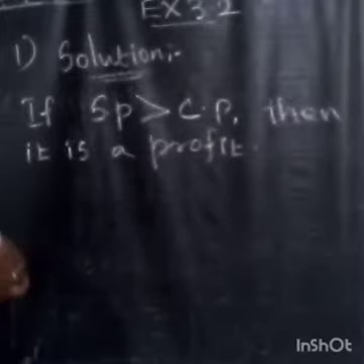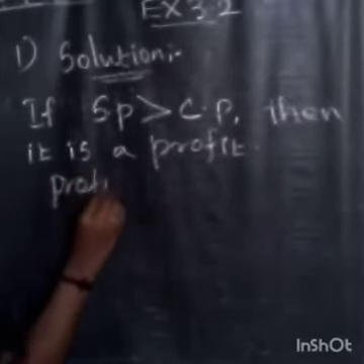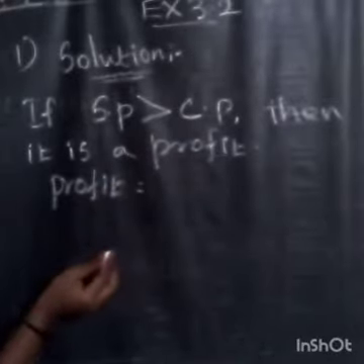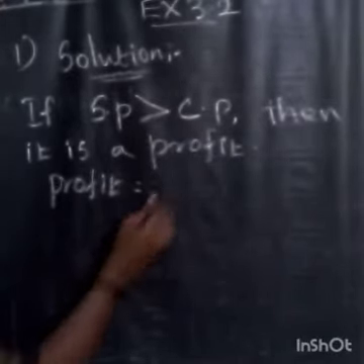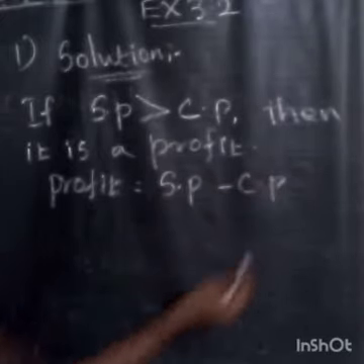Selling price is higher. If the selling price is greater than the cost price, then it is a profit. So here we need the profit formula. Already we know about the profit formula. So what is the profit formula? Profit equals selling price minus cost price.